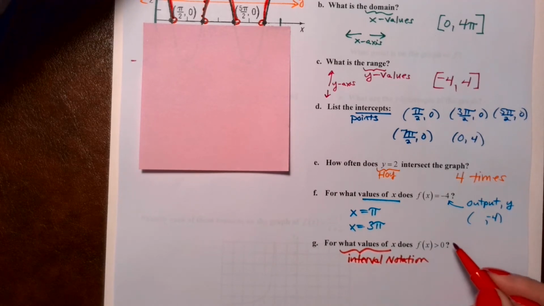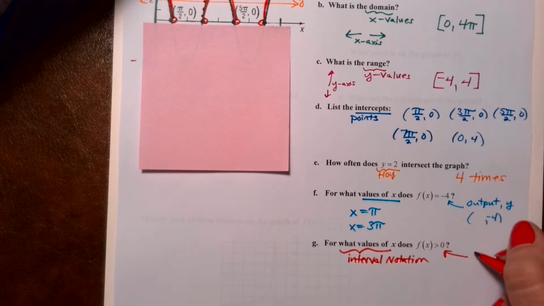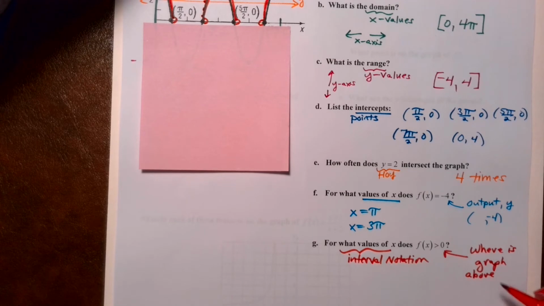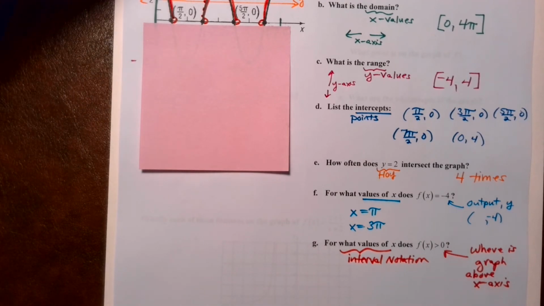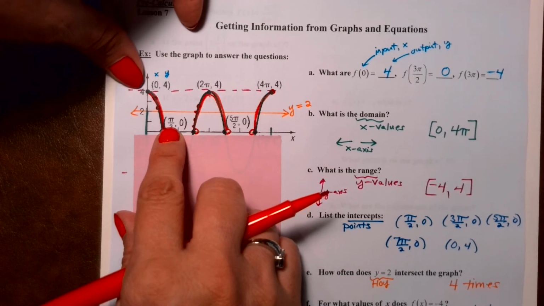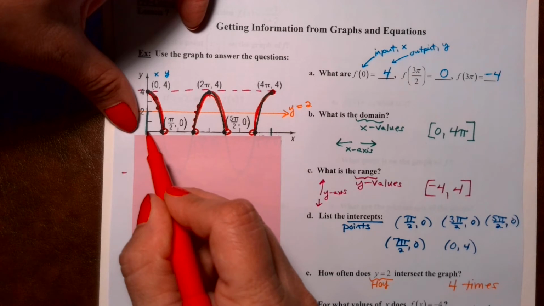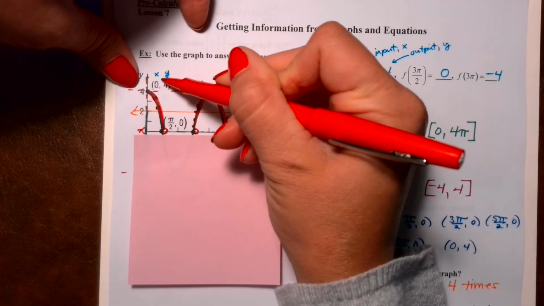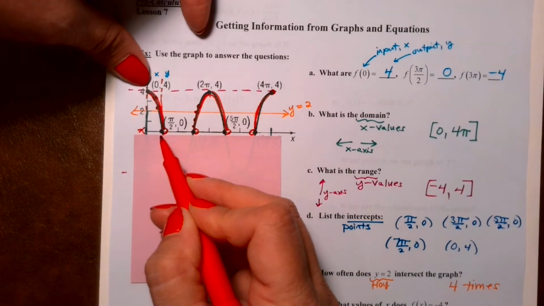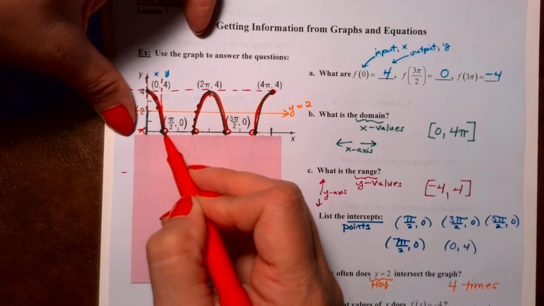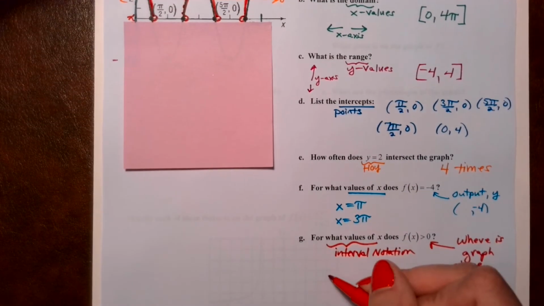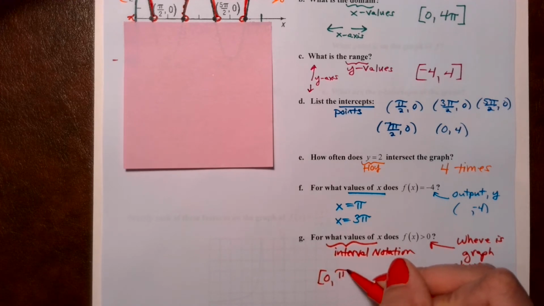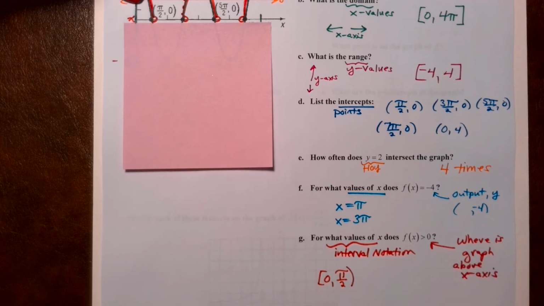Interval notation. When it said greater than 0, this means where is the graph above the x-axis? And I've got three highlighted sections. All right, let's do it one at a time. This first piece right here starts at 0. It goes all the way to pi over 2. Remember, we're looking for x values. So this little piece, from here to here, from 0 to pi over 2. Now 0 I can use. The pi over 2 is an open bubble. So we're going to start with a bracket, from 0 to pi over 2. Open bubbles get parentheses.